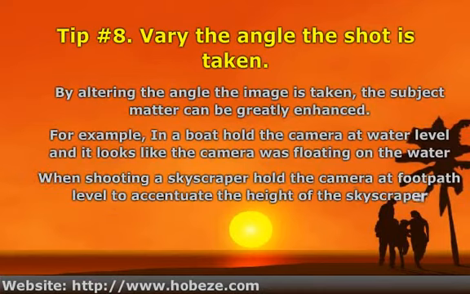For example, whenever I'm at the beach or in a boat, I take images by holding the camera at water level. This provides a dramatic panoramic image that looks like the camera was floating on the water. In fact, this low-level camera angle can work very well in many different types of situations. When I was in New York, I used to capture images of the skyscrapers by placing the camera at footpath level. This had the desired effect of accentuating the height of the skyscrapers.